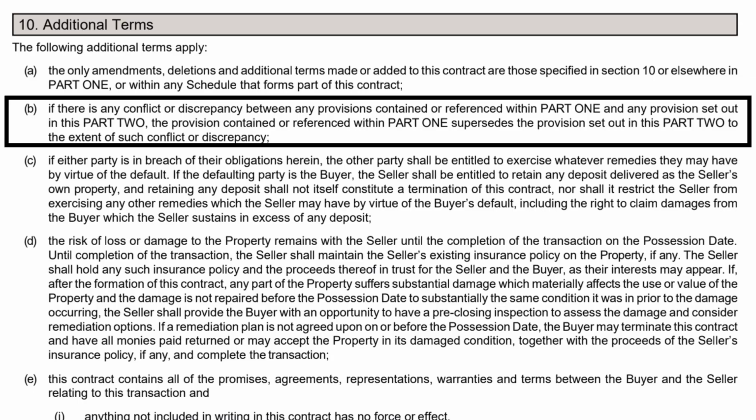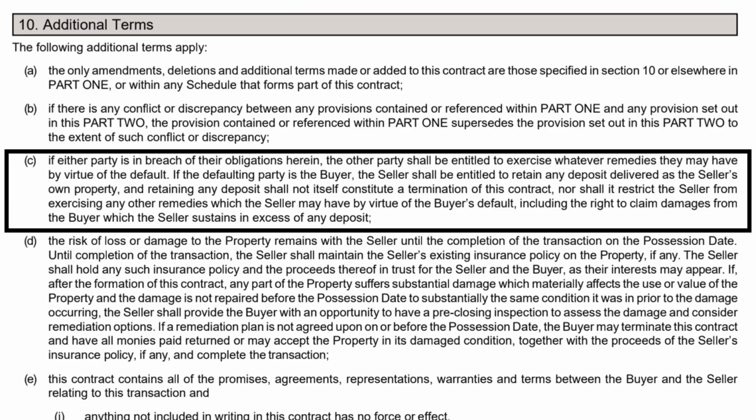Conflicts between terms. If there's a conflict between the standard wording and something written in Part 1 or an attached schedule, then Part 1 wins. This is why accuracy here is very critical. These custom terms override the standard contract language.